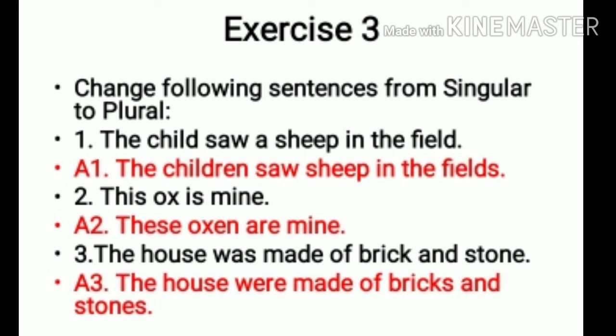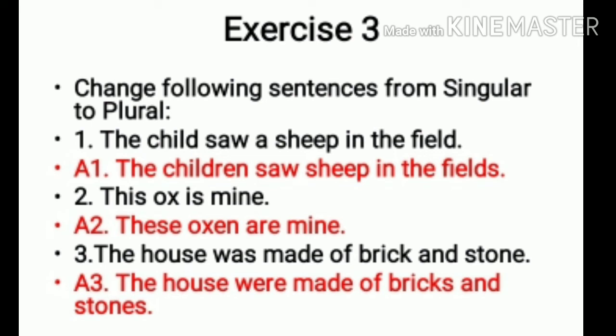So first one, the child saw a sheep in the field. So when we make this sentence into plural, it will be the children. Child becomes children. Saw a sheep means one sheep. So now we make it into plural. We remove the a and we write only sheep in the fields.